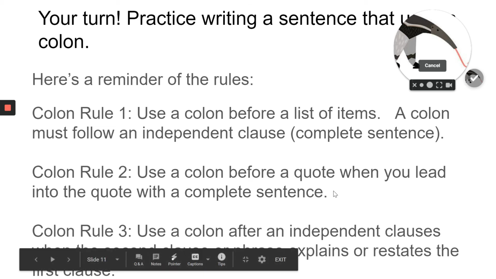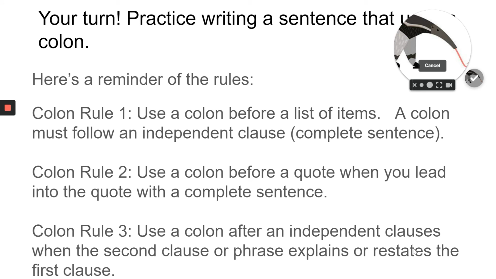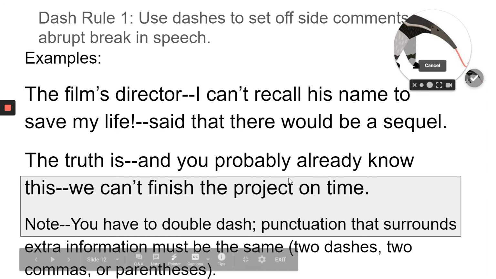Use a colon after an independent clause when it explains or restates the first clause. So if I leave you hanging on a thought, I can do a colon and then answer that thought. Anteaters aren't the strongest animals out there. Complete sentence, colon, but they are the smartest animals out there.